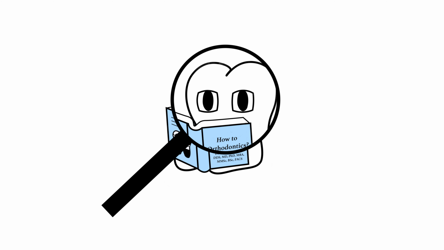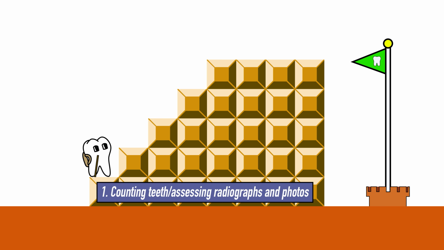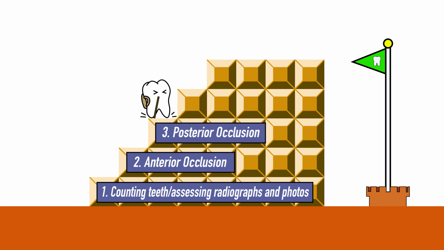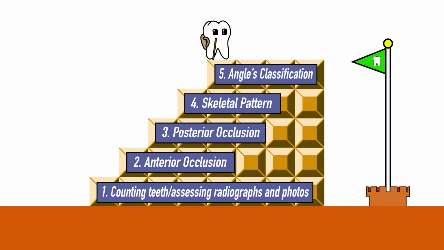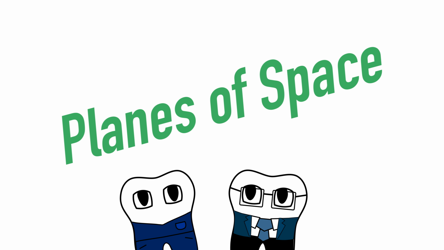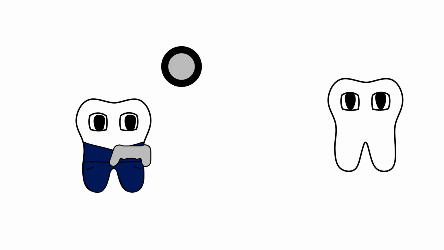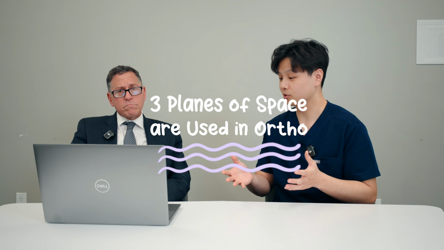So we're going to introduce the patient examination process, which is the 5-step structure that is very helpful in guiding the skill development. And we're going to mention the 3 planes of space. Before we jump into the 5-step process, we want to talk about the planes of space because a lot of students, myself included, when we first learned about it, had trouble really orienting ourselves in the 3 planes of space used in orthodontics.